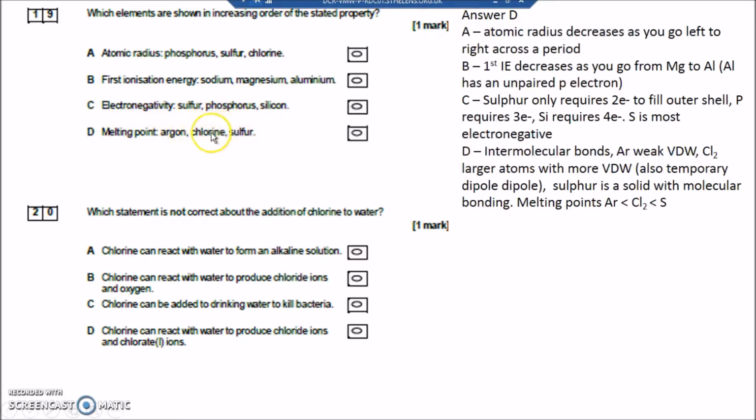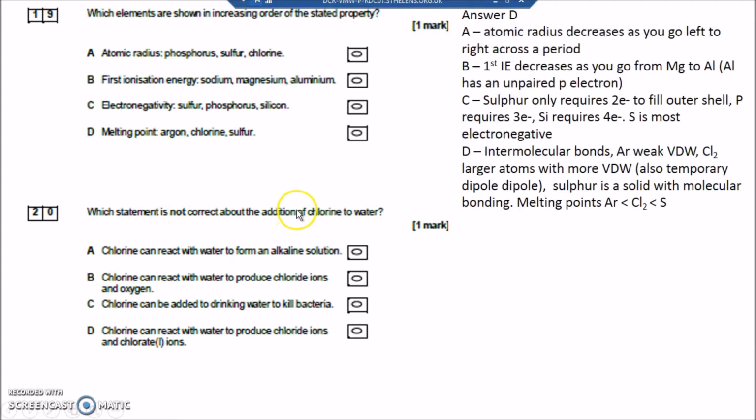Melting point: argon, chlorine, sulfur. Well, these two are gases. Argon is a gas in light bulbs, chlorine is a green gas, and sulfur is a molecular, covalently bonded solid. So it's possible that it's D. All the others are eliminated. Argon, single atoms. Chlorine, diatomic molecules, two Cl's bonded together with a covalent bond, and then intermolecular forces. Chlorine is a larger atom than argon, so we'll have more electrons, stronger van der Waals forces, and therefore a higher melting point, boiling point, and sulfur will have a higher one still because it's got covalent bonds in a solid structure. So your answer is D.